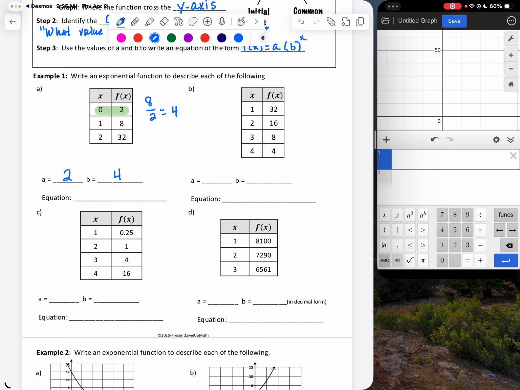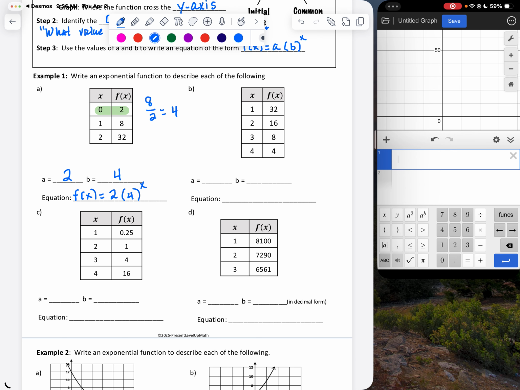To find your common ratio, you take the second value, which is 8, and divide it by the first y value, which is 2. So 8 divided by 2 gives me 4. So our common ratio here is 4. Each y value is being multiplied by 4. So our function here would be f of x equals our initial value, which is 2, times our base, which is 4, to the x power. 2 times 4 to the x power.